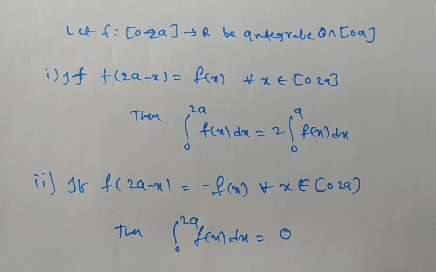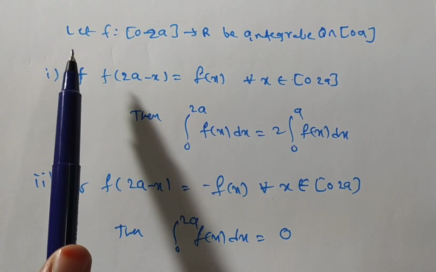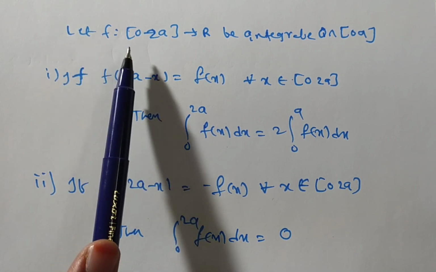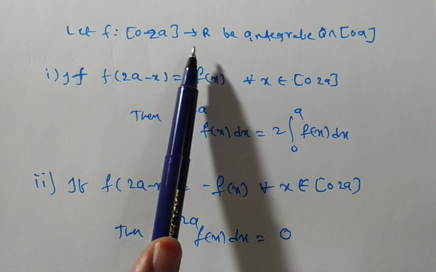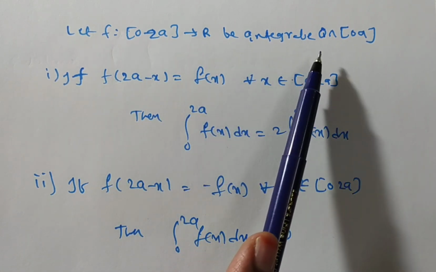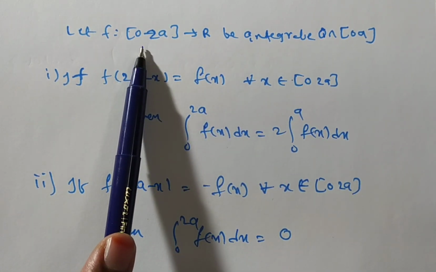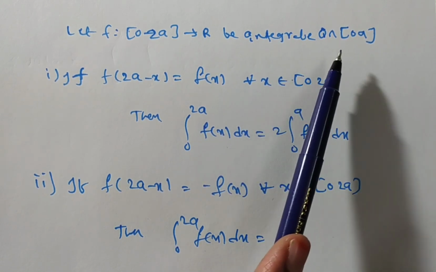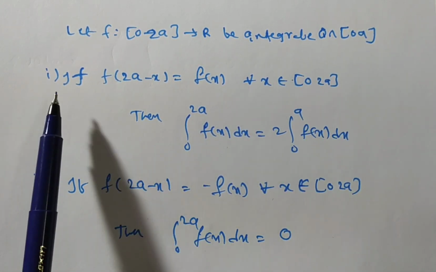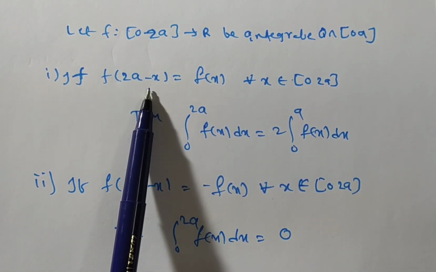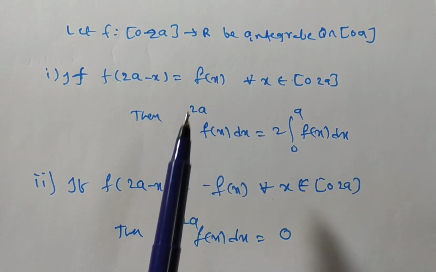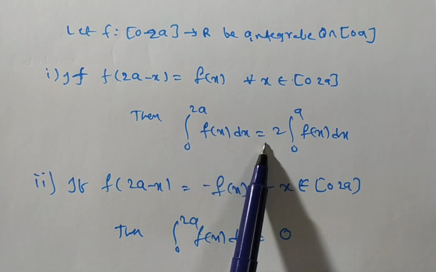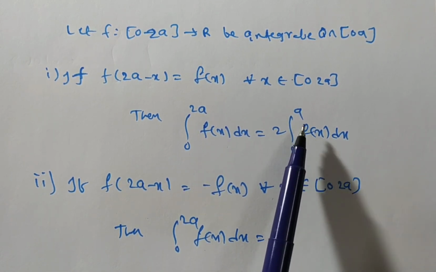Friends, we have one theorem on definite integrals. Let f be a real valued function defined on the closed interval 0 to 2a, which is integrable on 0 to 2a and integrable on 0 to a. Then if f of 2a minus x is equal to f of x, then the integral 0 to 2a of f of x dx has the value 2 times the integral 0 to a of f of x dx.